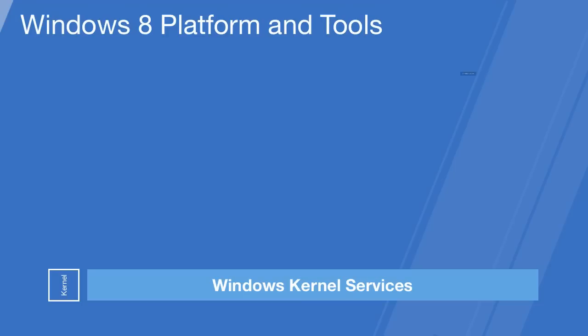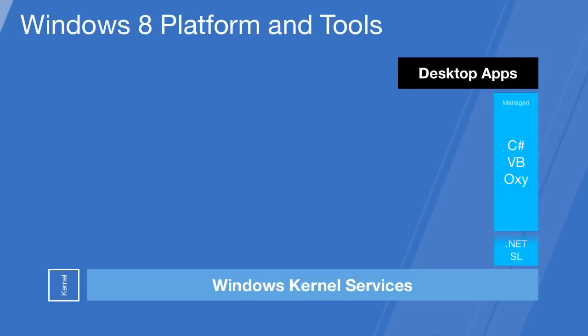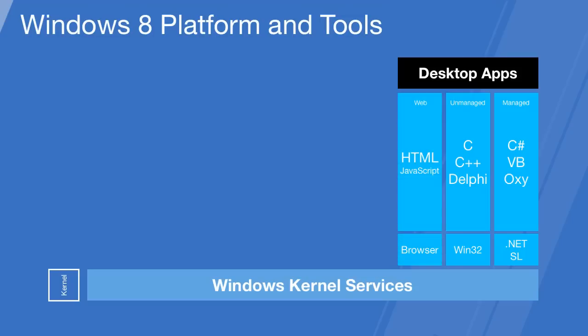We have the existing applications, the desktop applications, that can be developed with C Sharp, VB, or Oxygen for .NET for managed applications. They'll be running on .NET Framework or Silverlight. We have unmanaged applications that could be developed with C, C++, Delphi, etc. And all of those are running on the Windows 32 SDK that's been with us forever. And then we have HTML and JavaScript applications. These are web applications that are running inside the browser.